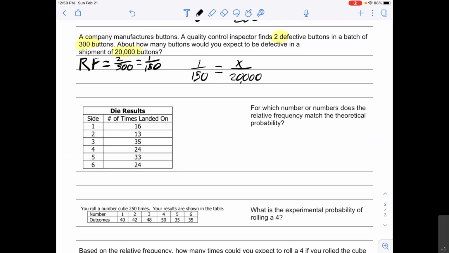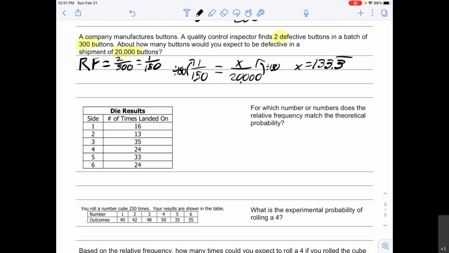So for here, anytime I have a 1, I know that this is going to be really nice. This is just divided by 150. So I'm just going to do 20,000 divided by 150, and that gives me x equals 133.3 repeating. Now as always, let's go back and double check what our answer means.